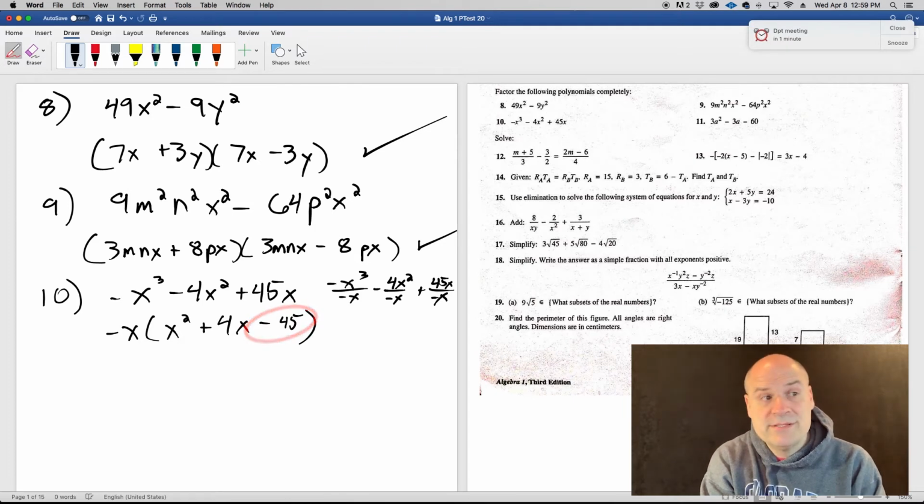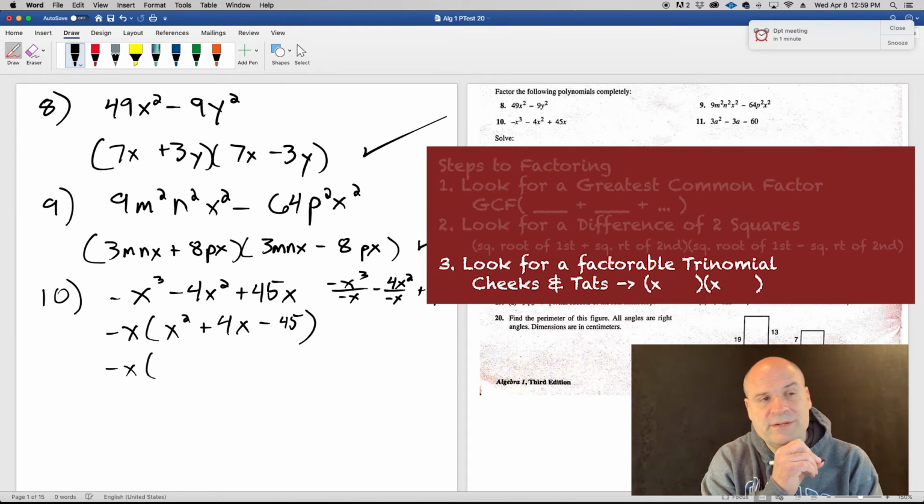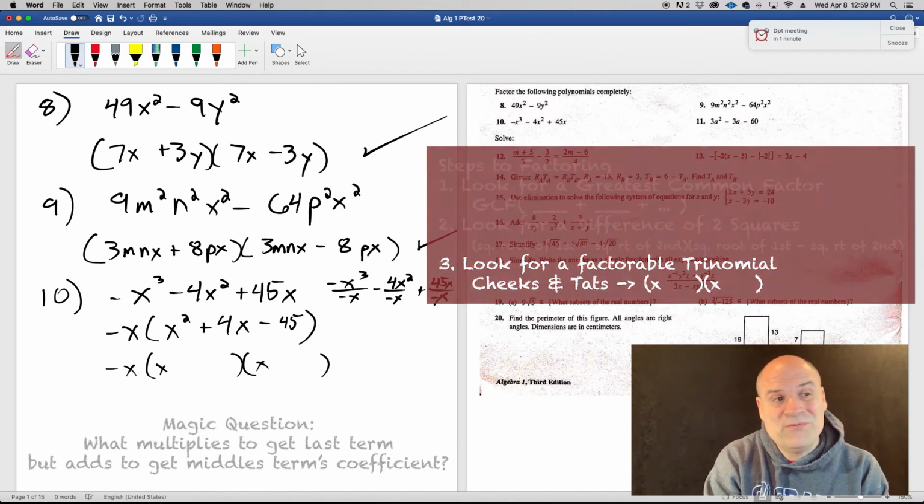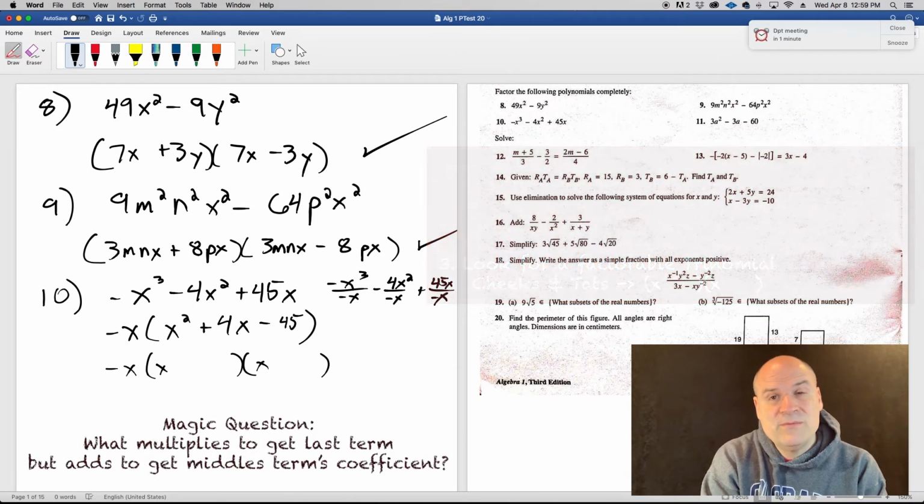All right, now there's another step to this, because step 3 in factoring is look for a factorable trinomial. We have one. So remember, cheeks and tats, x and x there. All right, remember the magic question. What factors of negative 45 will add up to 4? Or what 2 numbers multiply to get negative 45 but add to get 4? Can you do it? Good.